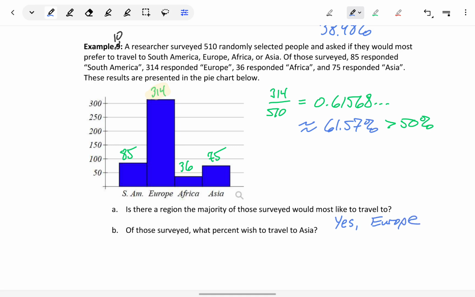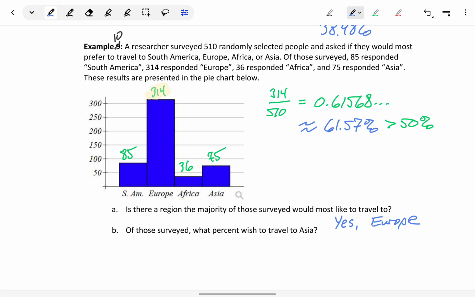If that result had come out to be something less than 50%, Europe would still be the most popular choice because that bar was the tallest, but we wouldn't have enough people replying to say the majority of people want to go to Europe. In this case, Europe is the most popular response, and the majority of people choose that destination out of this group that were surveyed because more than 50% of people replied Europe.